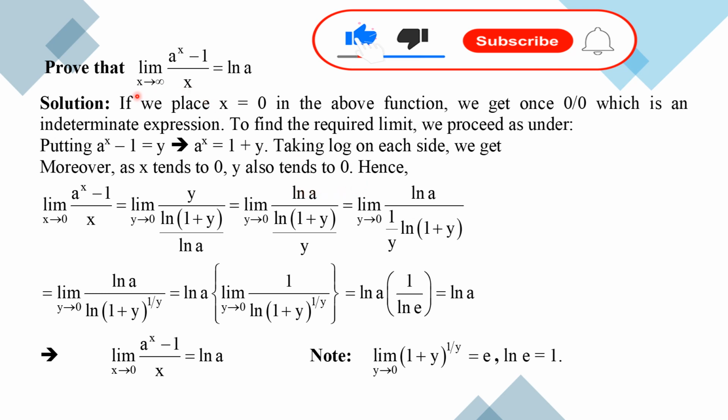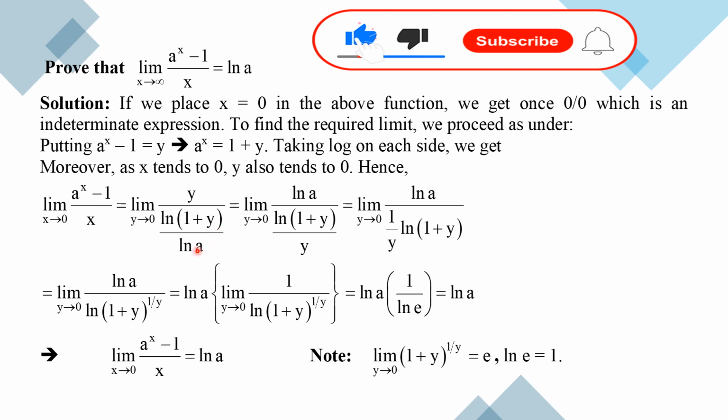Here x tends to 0, not infinity. So a power x minus 1 over x, here if x tends to 0, by this expression y tends to 0. We apply x tends to 0, so we will have y tends to 0. a power x minus 1 is equal to y, and what is the value of x? By using log on both sides, we will have x is equal to ln 1 plus y over ln a.